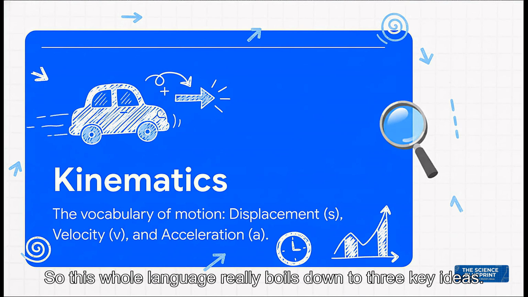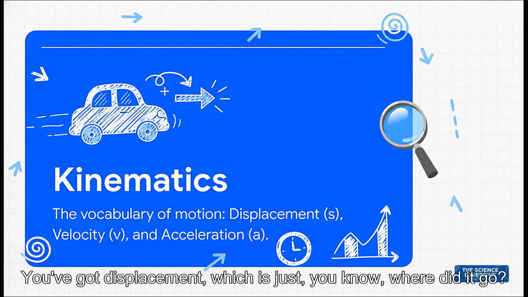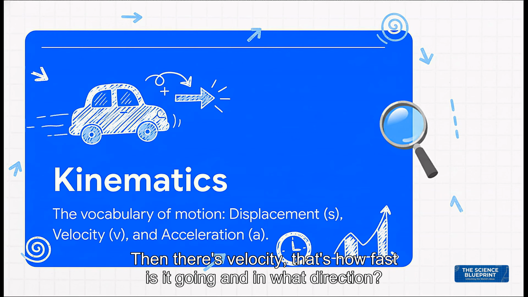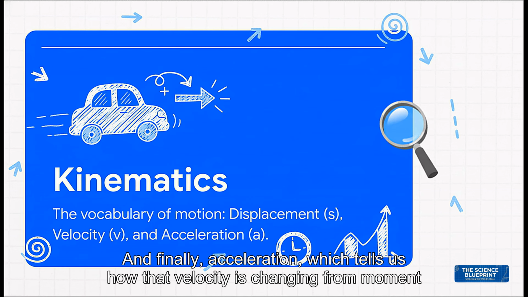So this whole language really boils down to three key ideas. You've got displacement, which is just, where did it go? Then there's velocity, that's how fast is it going and in what direction? And finally, acceleration, which tells us how that velocity is changing from moment to moment.